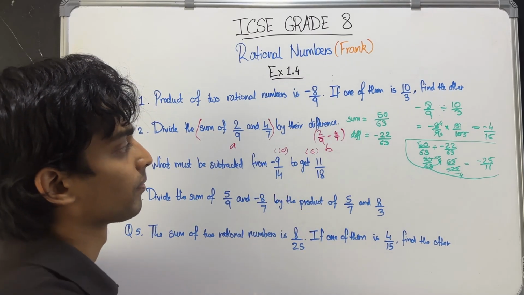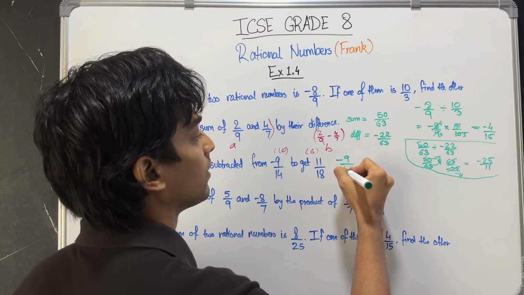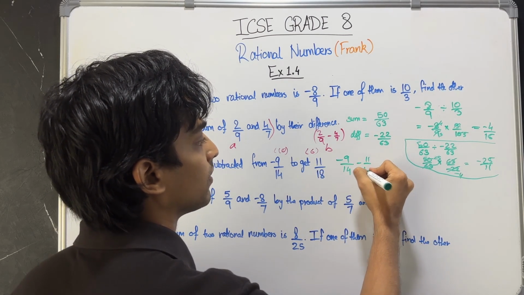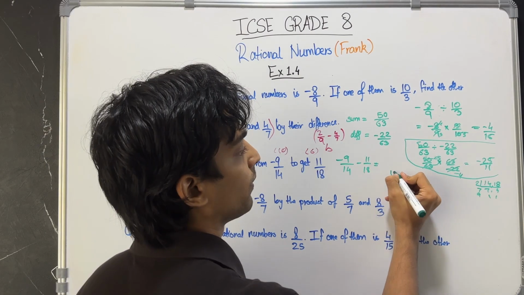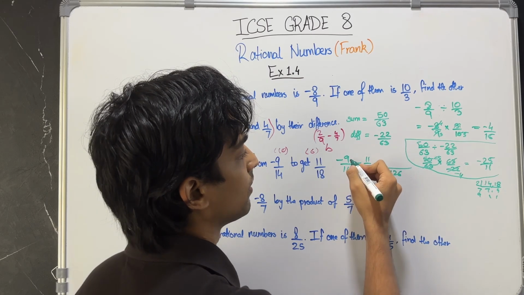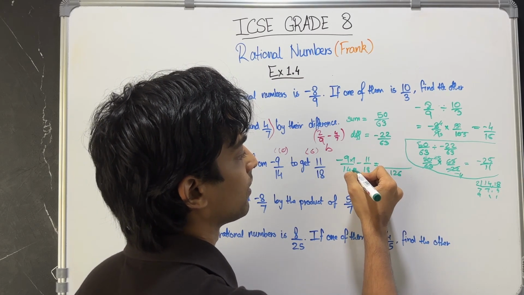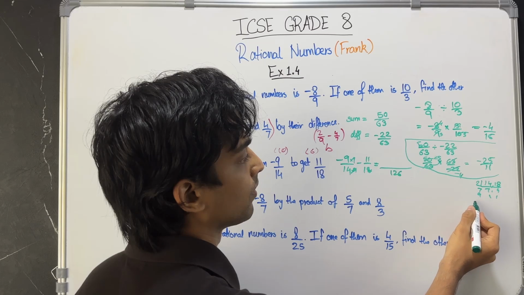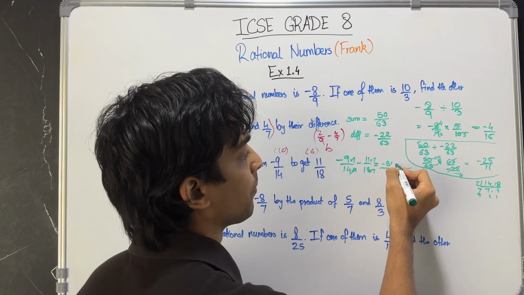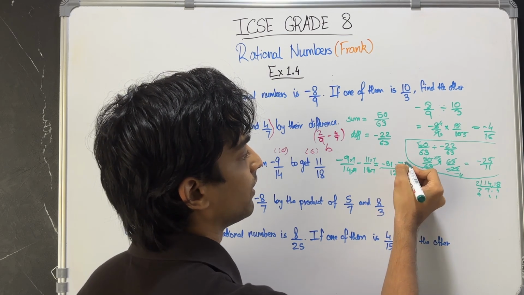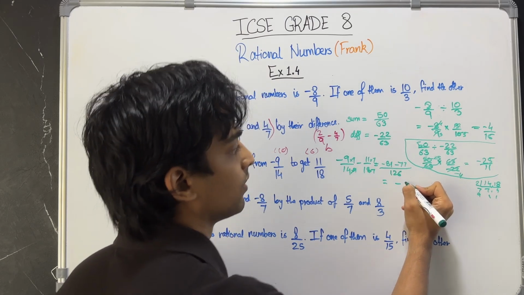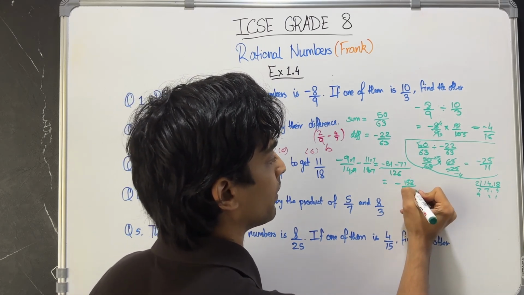So let's solve that. Minus 9 by 14 minus 11 by 18. We'll take LCM 126 over here and this will be multiplied by 9 and 7. So we'll get minus 81 minus 77, which comes out to be minus 158 upon 126.